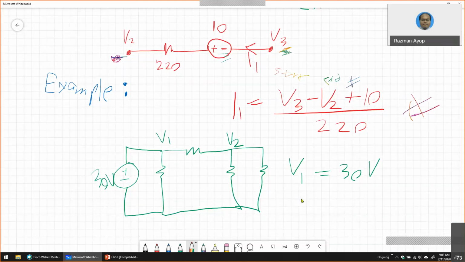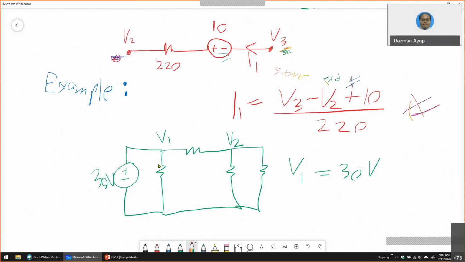And then another example, this is called a supernode. Supernode means that there is no resistance. If you look here, there is no resistance, and the voltage is directly connected from ground to V1. So what this means is that V1 is just equal to 30. No other method, no other step. V1 automatically goes to 30. So you have to remember this. These two, this is called supernode.